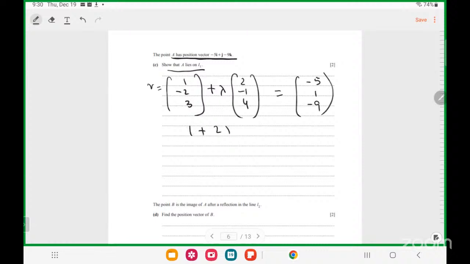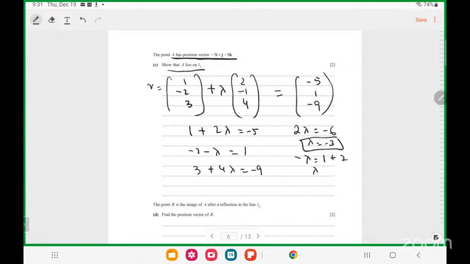1 plus 2 lambda is minus 5. Minus 2 minus lambda is 1. 3 plus 4 lambda is minus 9. And show that lambda is the same in all three. 2 lambda is minus 6, lambda is minus 3. Minus lambda is 1 plus 2, lambda is minus 3. 4 lambda is minus 9 minus 3, lambda is minus 3. Since lambda is the same in all three instances, it is an indication that the point lies on the line. I hope this is clear, everyone.